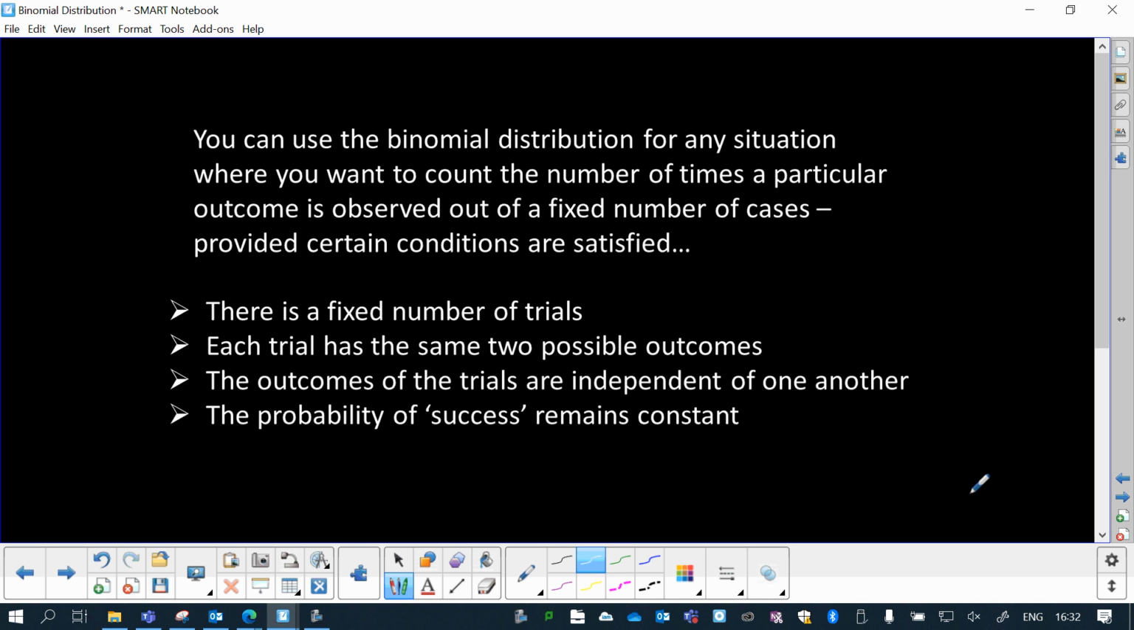Now, I would say that if you ask that question, explain why a binomial distribution is a suitable distribution to model this situation, they're going to want 2 of those. And the 2 that I generally go for are a fixed number of trials, and they're independent of one another. Those are the 2 that I would put down. Easy to remember. Done.